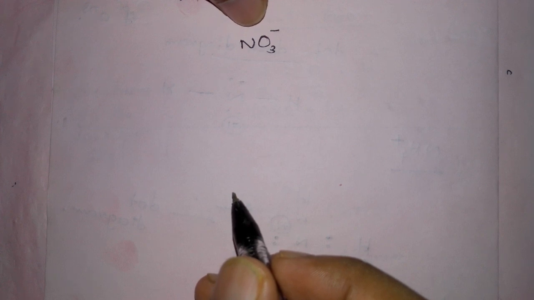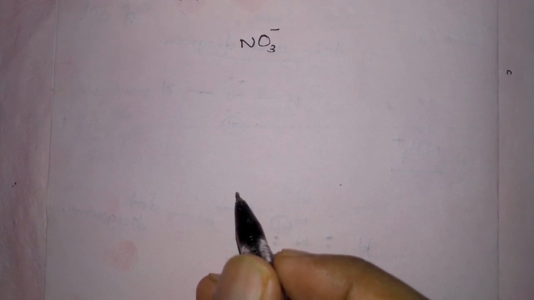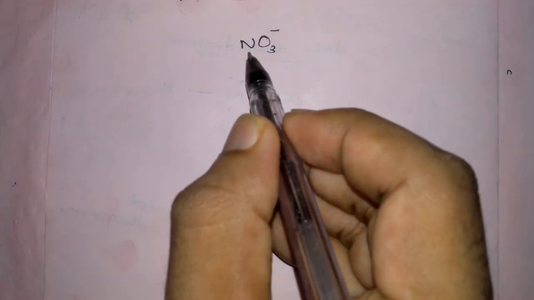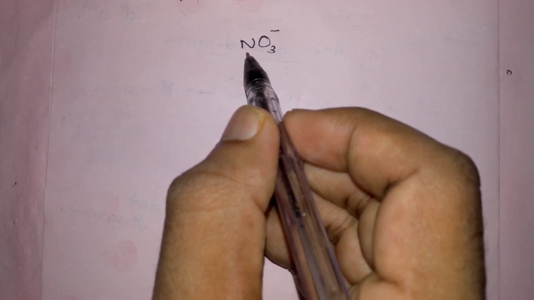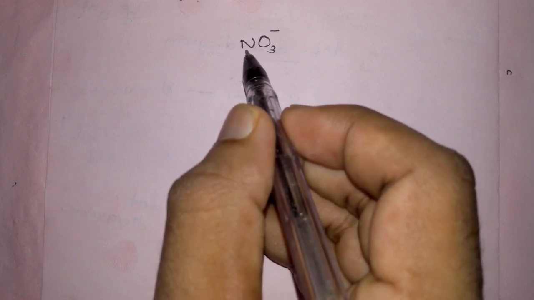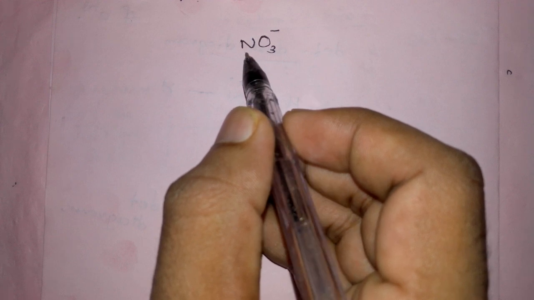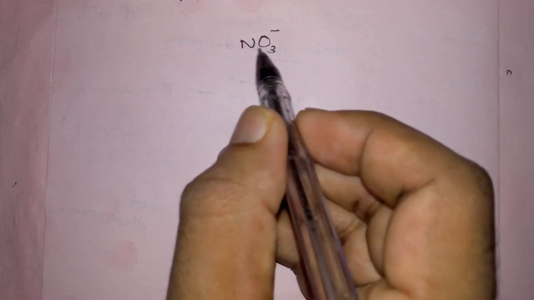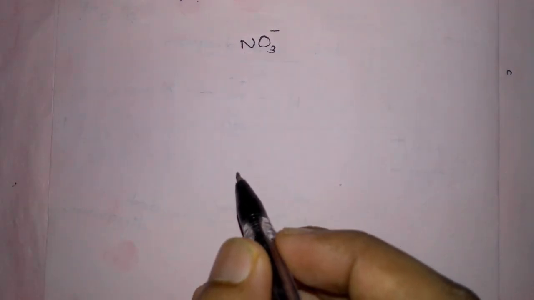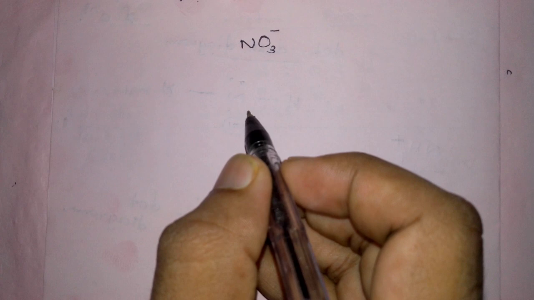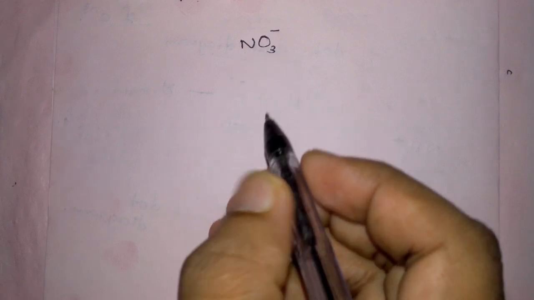Central atom is the atom which has lowest electronegativity, or central atom is the atom which has the ability to form multiple bonds. Between nitrogen and oxygen, nitrogen has lower electronegativity, and also nitrogen has the ability to form multiple bonds. Then between nitrogen and oxygen in this nitrate ion, nitrogen should be the central atom. So I am going to draw a rough sketch of this nitrate ion.